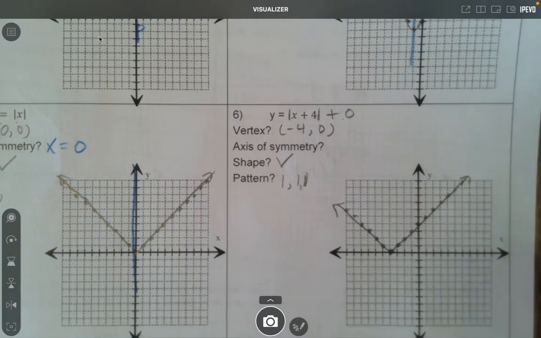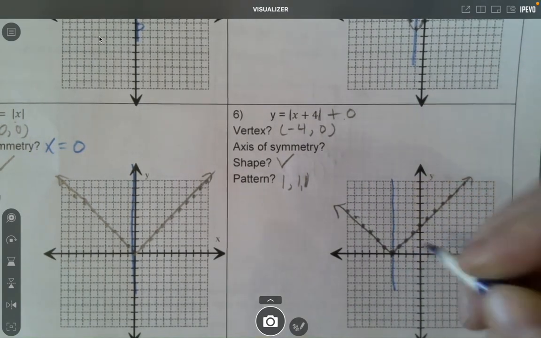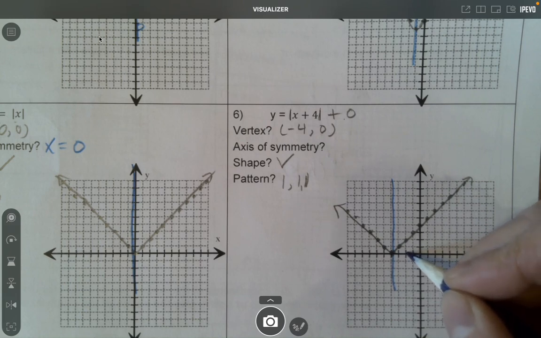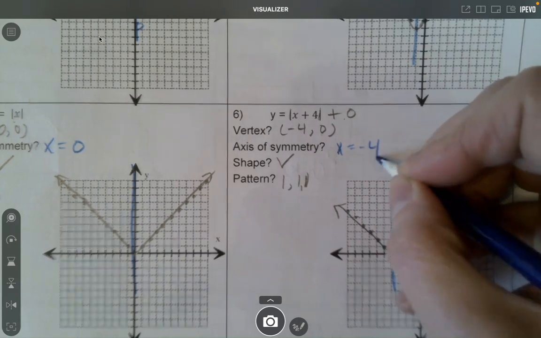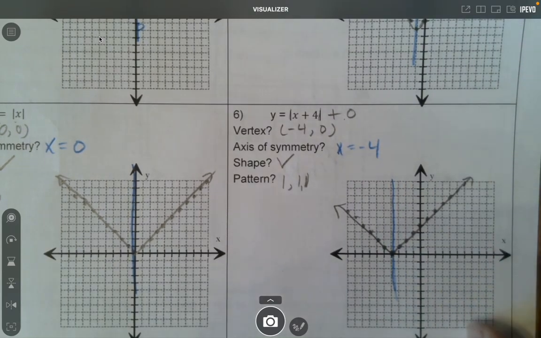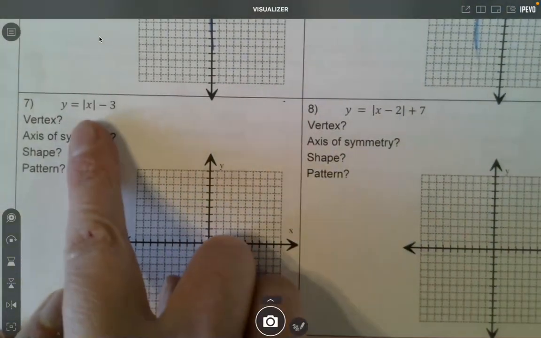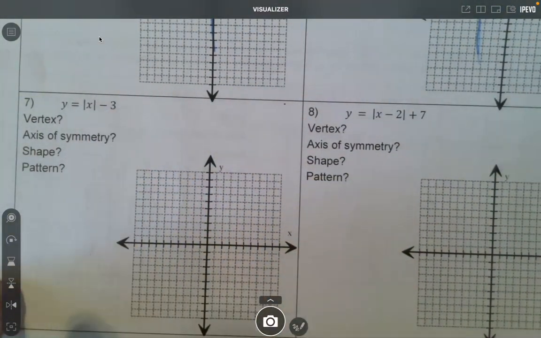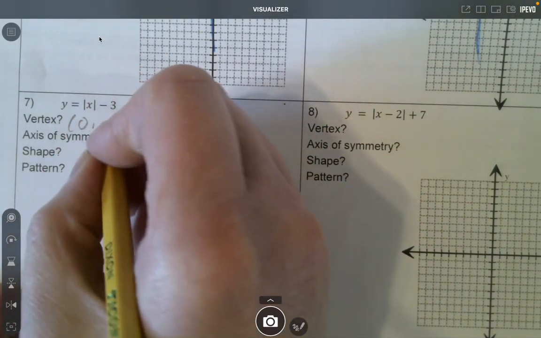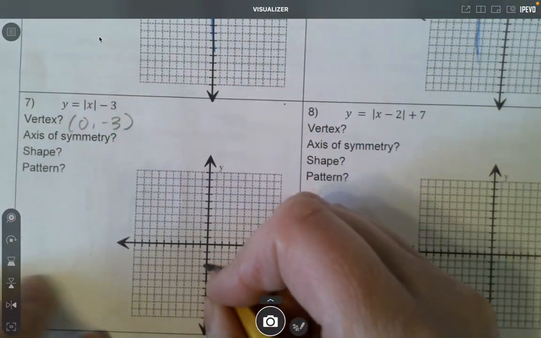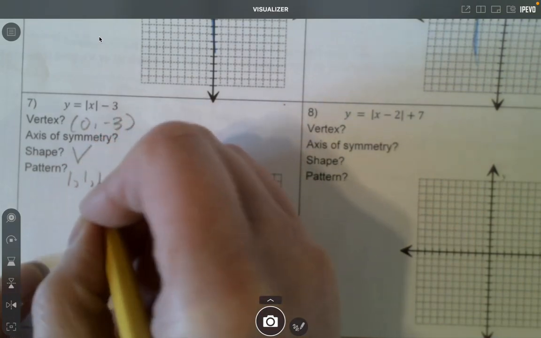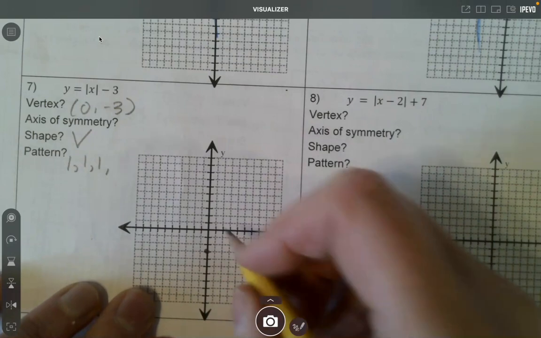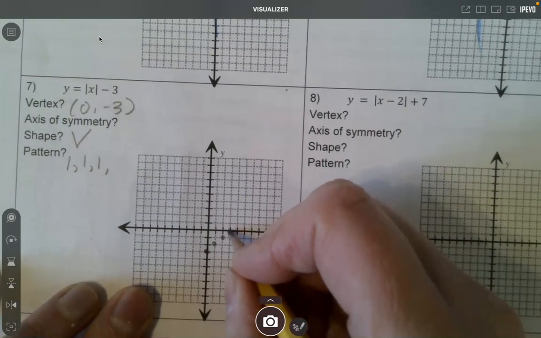All right, an axis of symmetry would cross here. It would cross my x-axis at negative 1, negative 2, negative 3, negative 4. So that's going to be x equals negative 4. All right, last two. So on 7, I have nothing inside with my x. Outside is a negative 3. So it's going to be 0, negative 3. That's where we'll start from. It's absolute value, so it's still a V shape with a pattern of 1, 1, 1. So let's do that pattern on both sides.